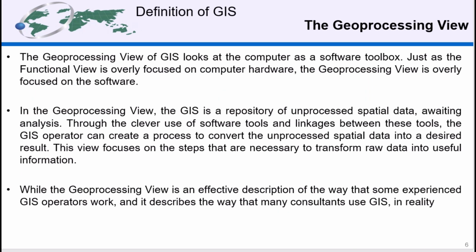The geoprocessing view of GIS looks at the computer as a software toolbox. Just as the functional view is overly focused on the computer hardware, the geoprocessing view is overly focused on the software. In the geoprocessing view, the GIS is a repository of unprocessed spatial data awaiting analysis. Through the clever use of software tools and linkages between these tools, the GIS operator can create a process to convert the unprocessed spatial data into a desired result. This view focuses on the steps that are necessary to transform raw data into useful information.